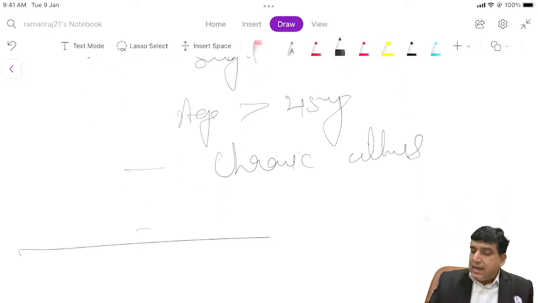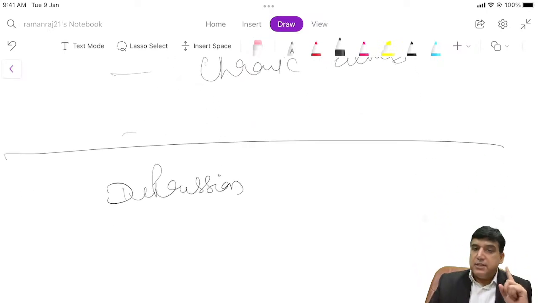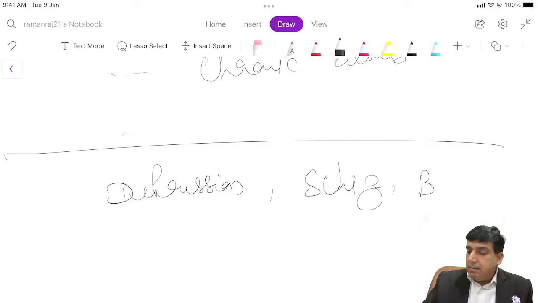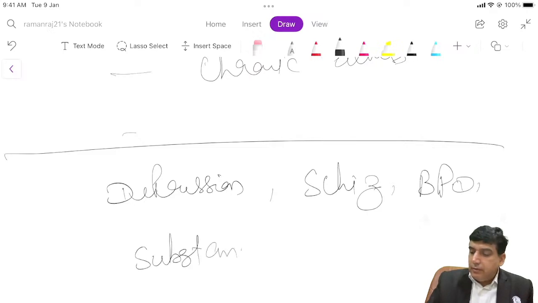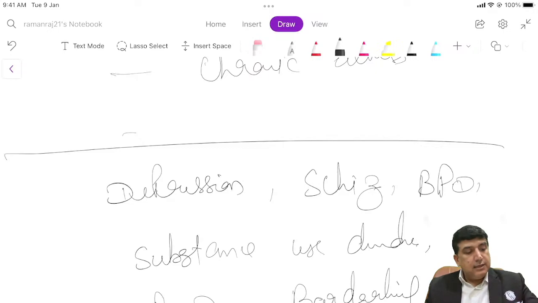What are the psychiatric disorders where suicide is more common? Depression is the most common cause of suicide among psychiatric disorders. Please remember, the most common cause of suicide is depression. Apart from that, we have suicide in schizophrenia, bipolar disorder, substance use disorder, and personality disorder, particularly borderline and antisocial. These are correct, Bhagavi? Okay.